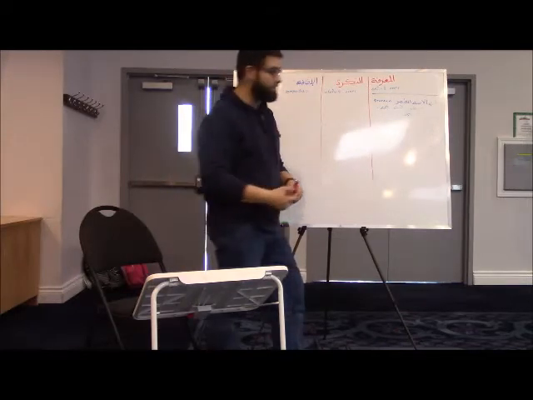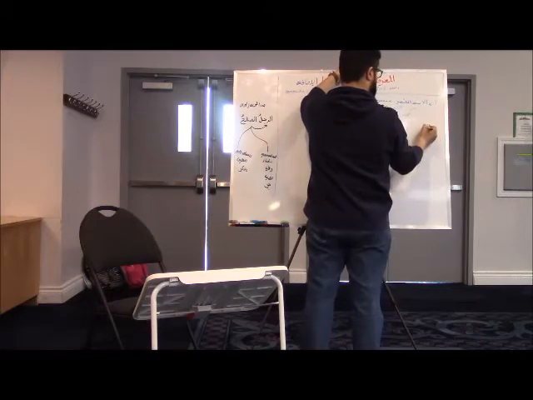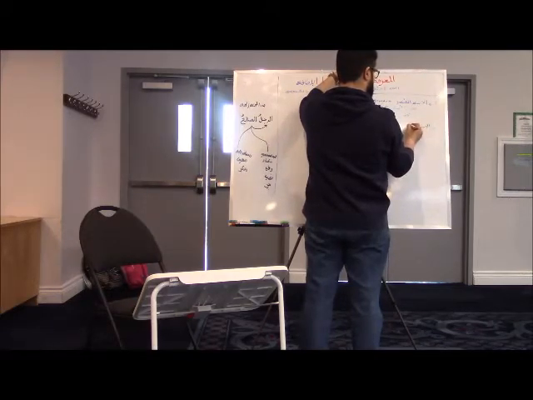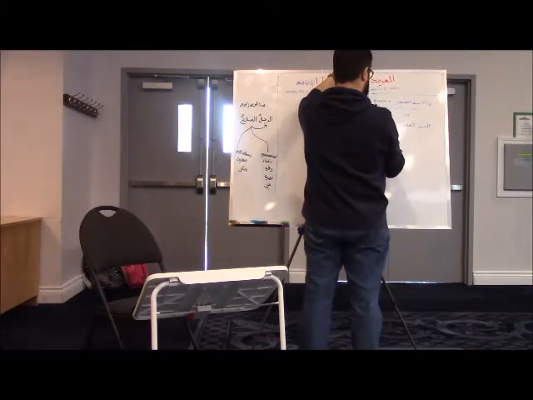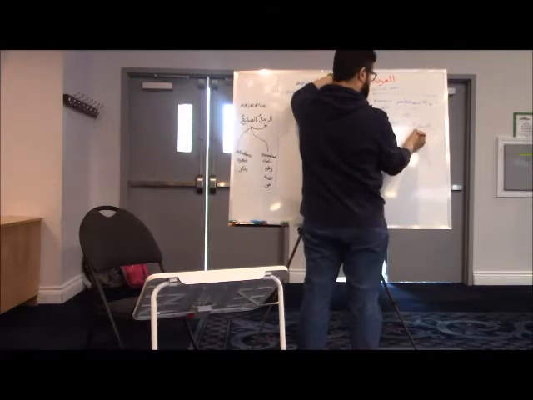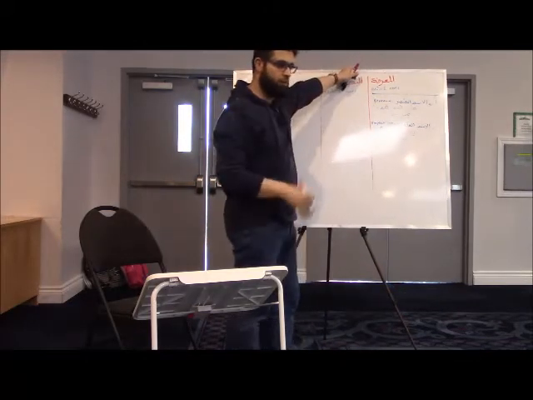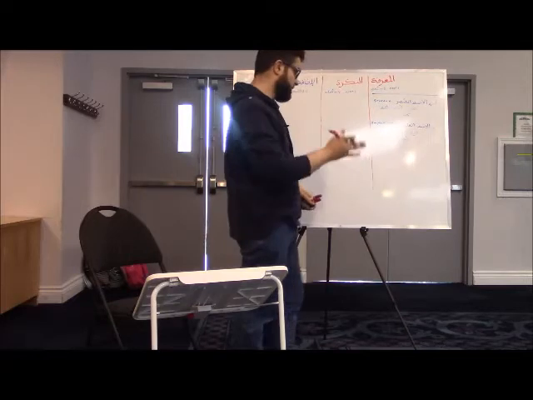Number two, al-ism al-alam. Ism al-alam is a proper noun, or names. Any name. So Zaid, Ahmed, Mecca, London, anything. These are proper nouns. These are definite. They're talking about something specific.